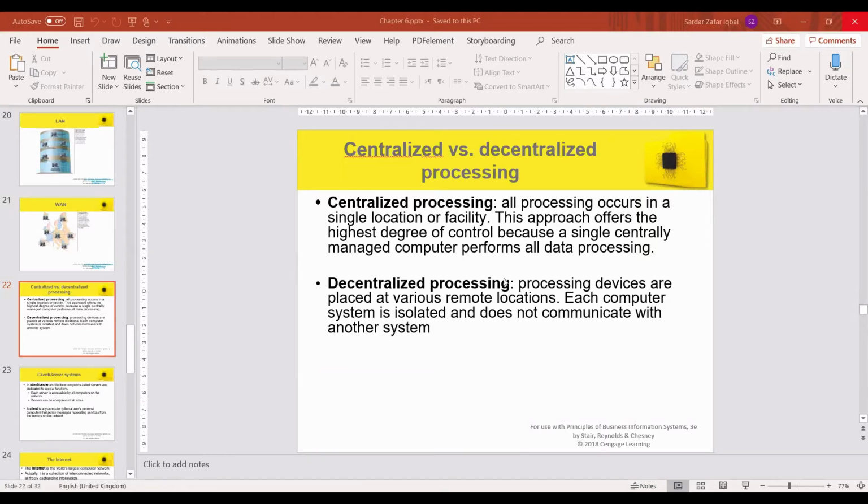So if you need data, maybe you can ask the nearest location around you, okay? And your request can be processed. So if you have a model like this, it is called decentralization. I repeat again, centralization means all control, all processing occurs from one location. And decentralization means your power is distributed among different locations. Okay?